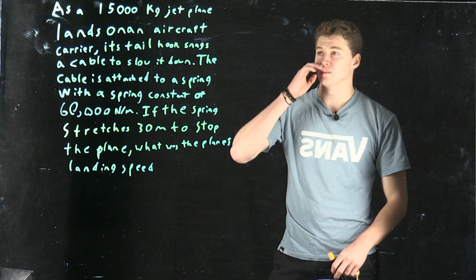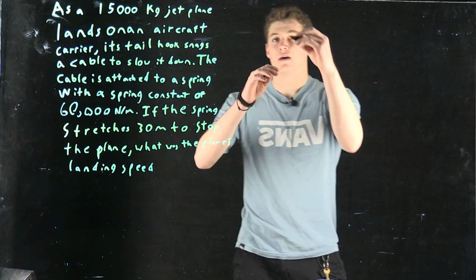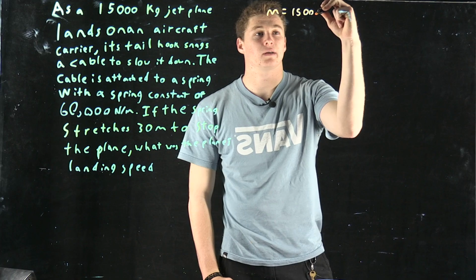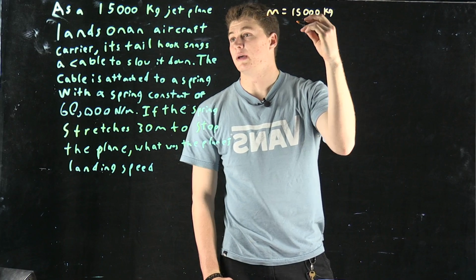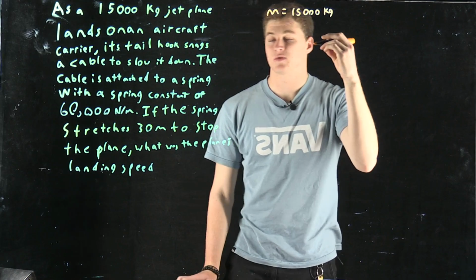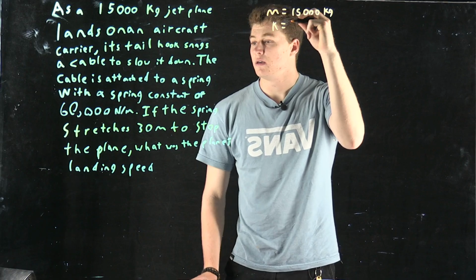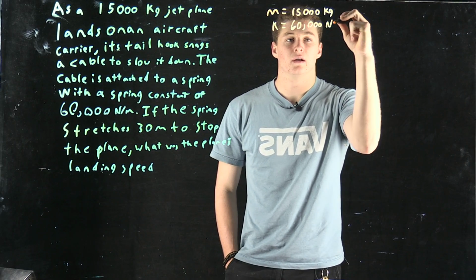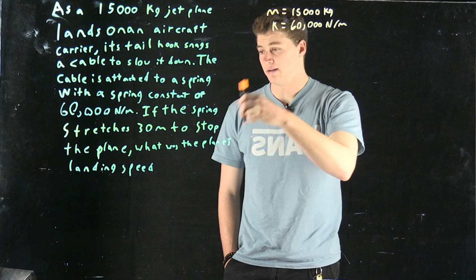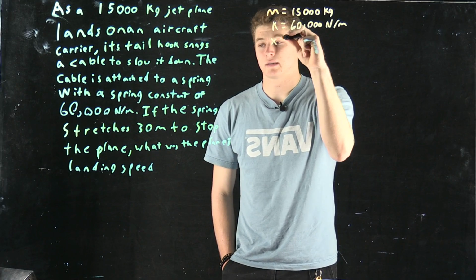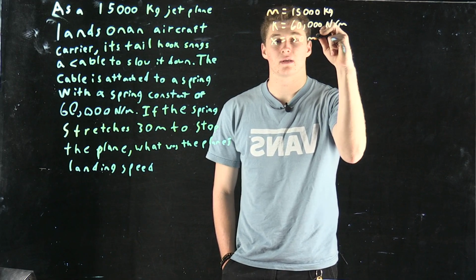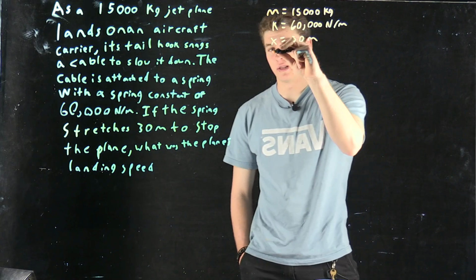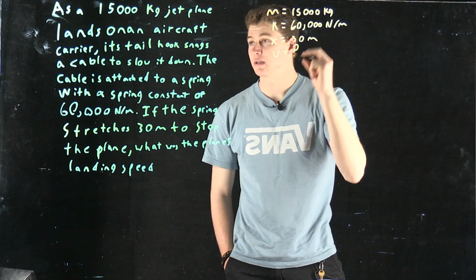So when we go about these problems, we always want to look at what we have. We've got a mass, which is 15,000 kilograms. We have next spring constant, so K, equals 60,000 Newton meters. And we have a distance, X is going to equal 30 meters. Now, what we're looking for is the velocity of the plane before it lands.